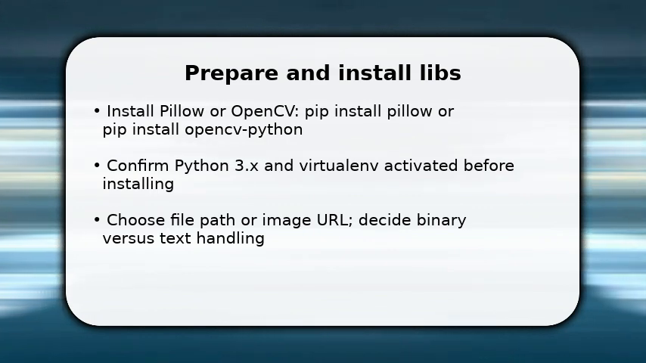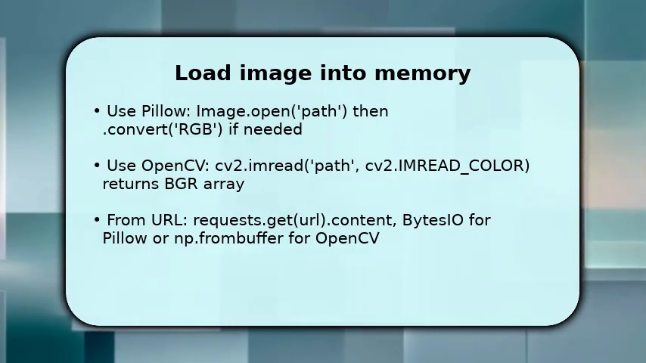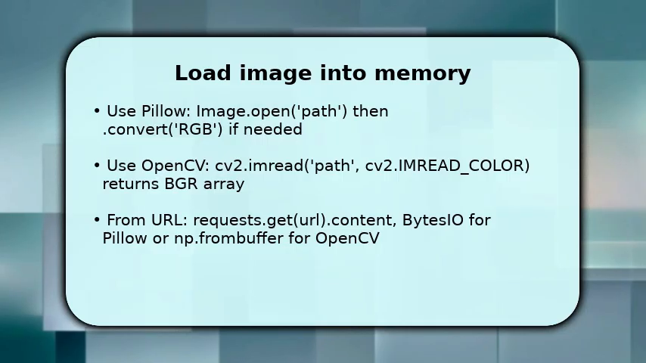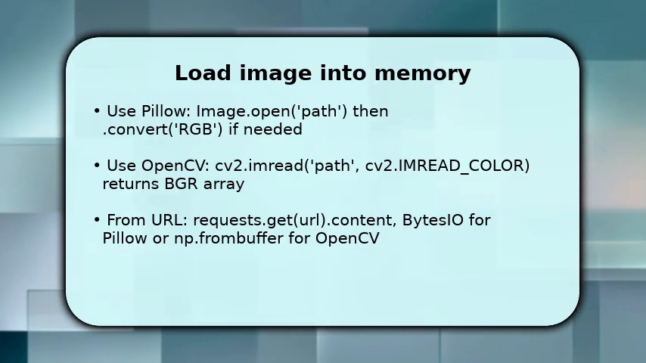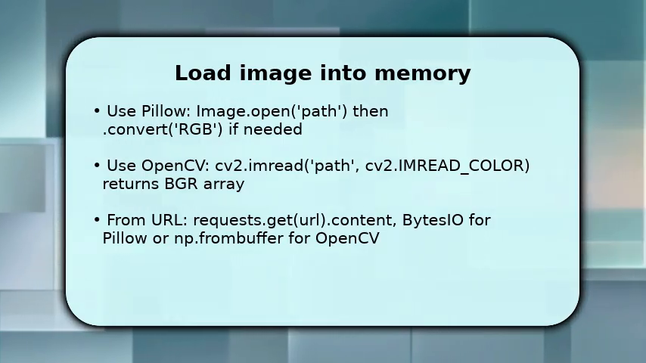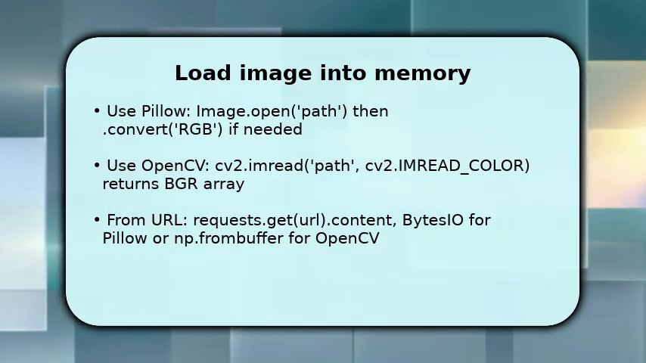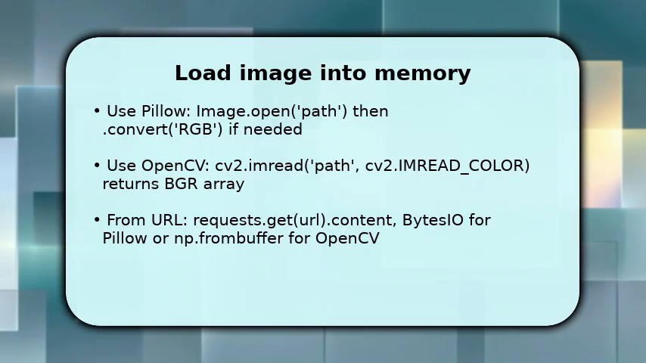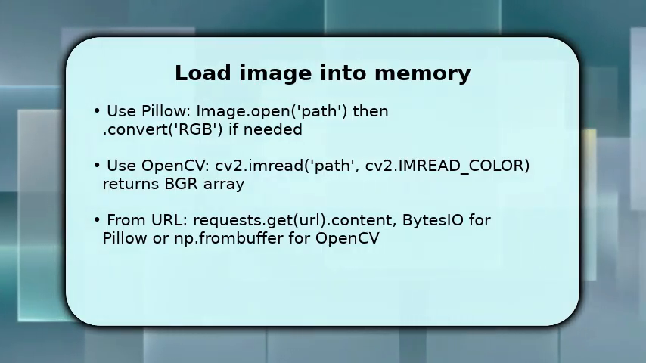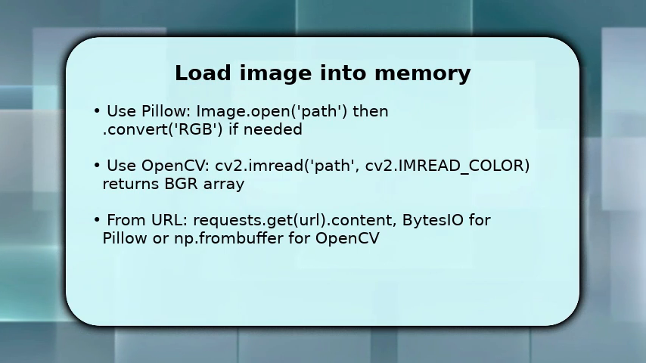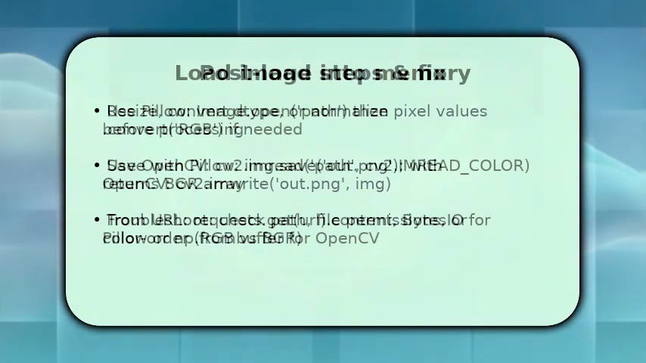Now load the image itself and inspect the result. With Pillow, call Image.open(path) and immediately convert to RGB to normalize channels. With OpenCV, call cv2.imread(path, cv2.IMREAD_COLOR), which gives a BGR numpy array. If loading from a URL, fetch bytes via requests.get(url).content and wrap with io.BytesIO for Pillow, or np.frombuffer plus cv2.imdecode for OpenCV. After loading, print type, shape, and mode so you know what you have.